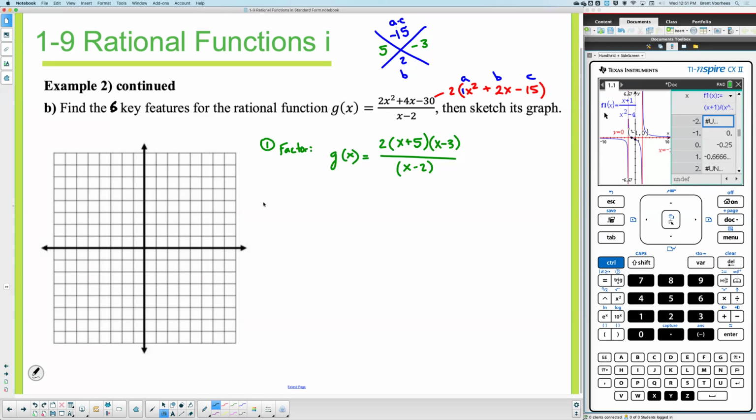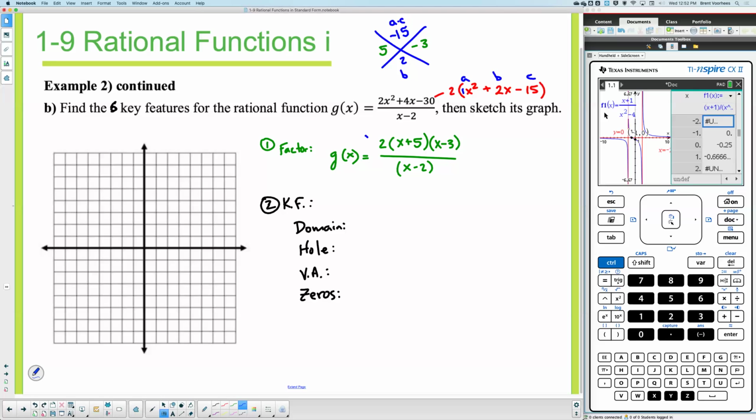All right, for our key features. Start simplifying, and you can find the first 4. You can find your domain. You can find any holes. You can find any vertical asymptotes. And you can find any zeros by simplifying in that equation. Can I simplify? No, I can't simplify.